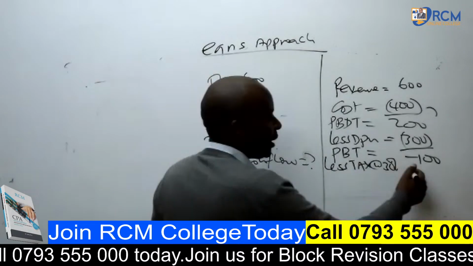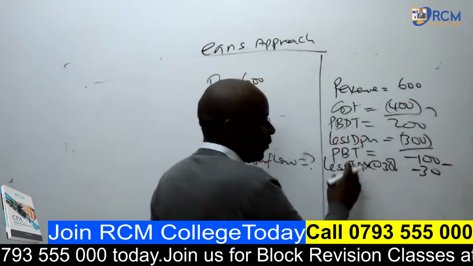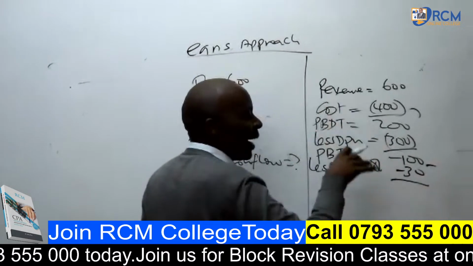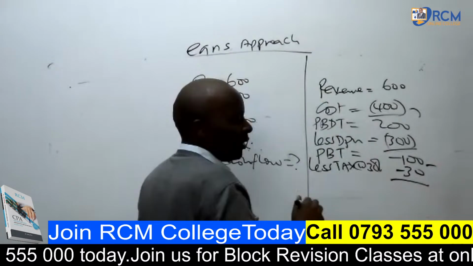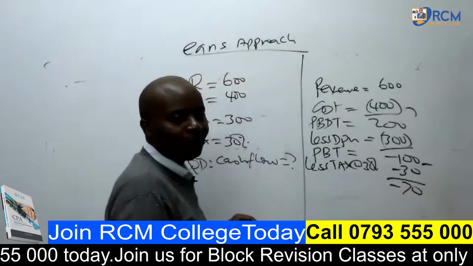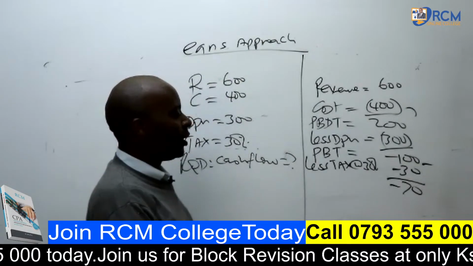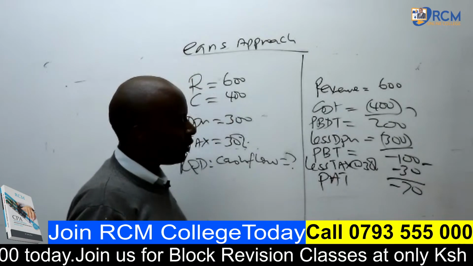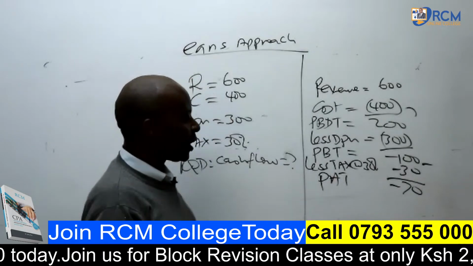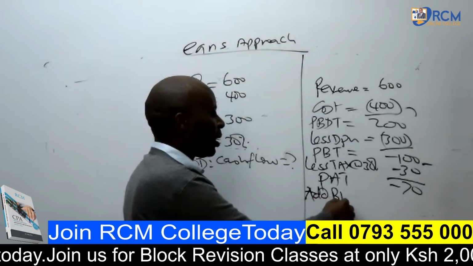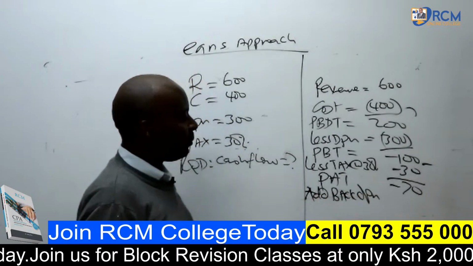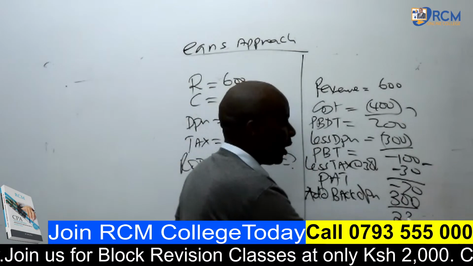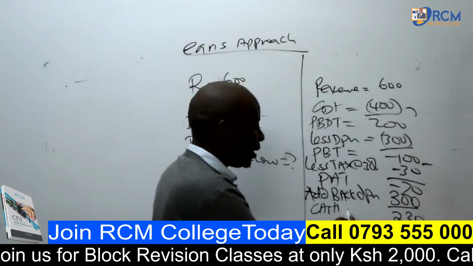So please subtract the tax from the profit before tax. Minus 100 minus 30 will give us minus what here? Minus 70. So this figure is what we shall call profit after what here? Profit after taxation. After I get the profit after taxation, I'll add back depreciation. Add back depreciation of how much here? 300. So when you do that, you'll end up getting our cash flow of what here? 230.